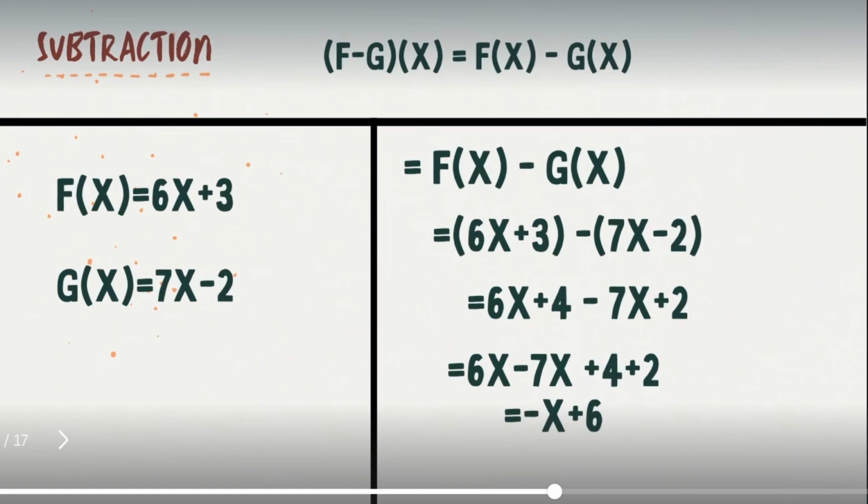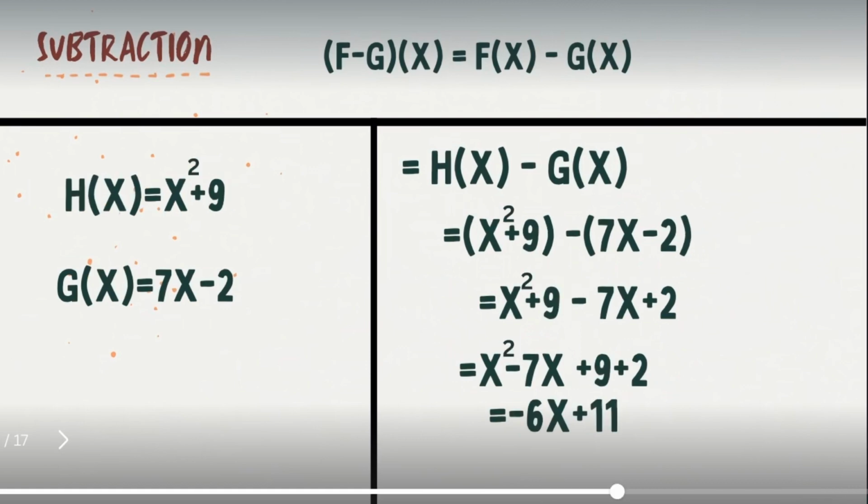And then you have to rearrange them once again from the highest variable to the lowest, until the number that has no variable. Okay, 6x minus 7x plus 4 plus 2. 6x minus 7x, that will be equal to negative x, because x always equals 1. And then 4 plus 2, that will be positive 6.